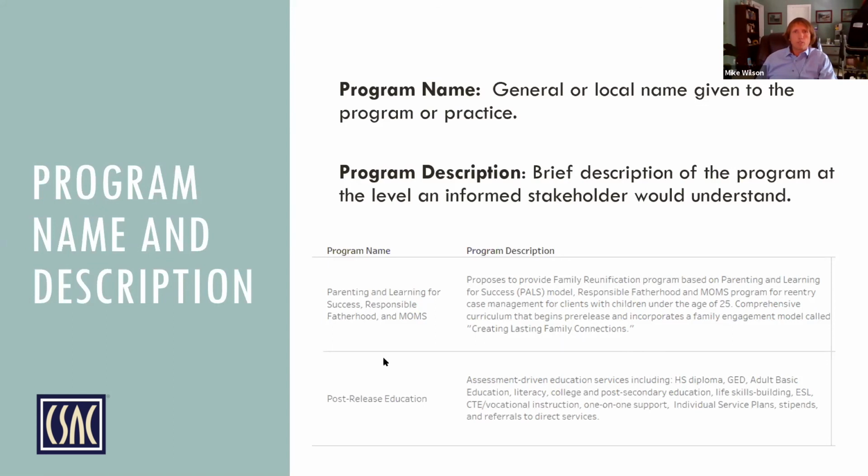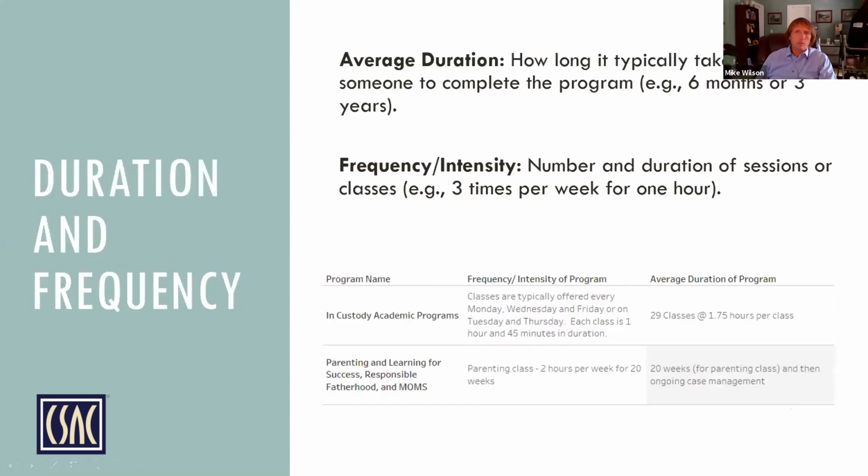So when we're looking, and I'm not seeing it, maybe I have a little bit of a lag on my end, but the next slide we're looking at is duration and frequency. And so this is also a really important piece of information to gather when we're looking at what the program is doing, what it's actually accomplishing. And so in this case, you're looking at both duration and frequency.